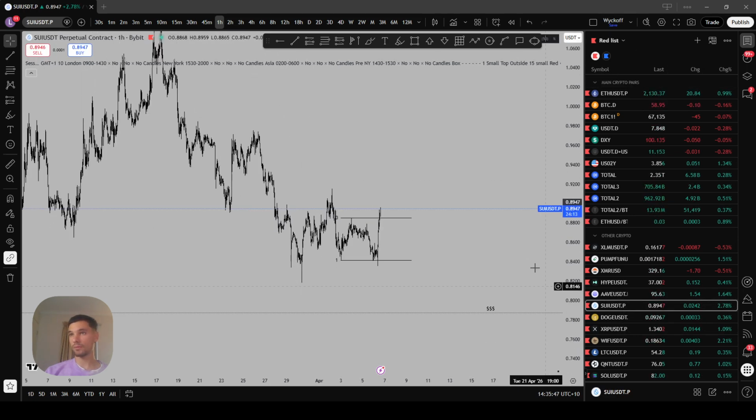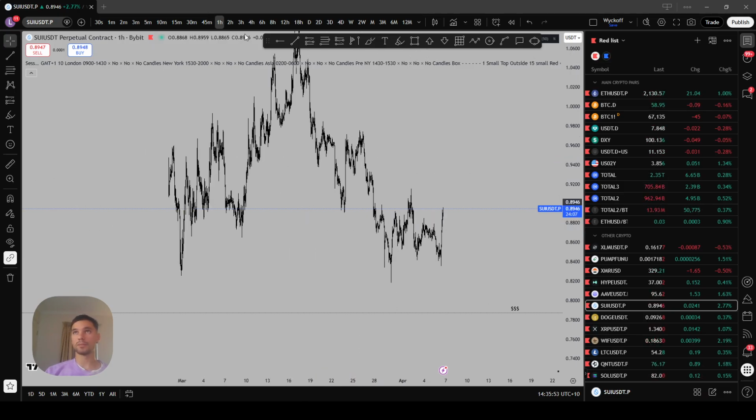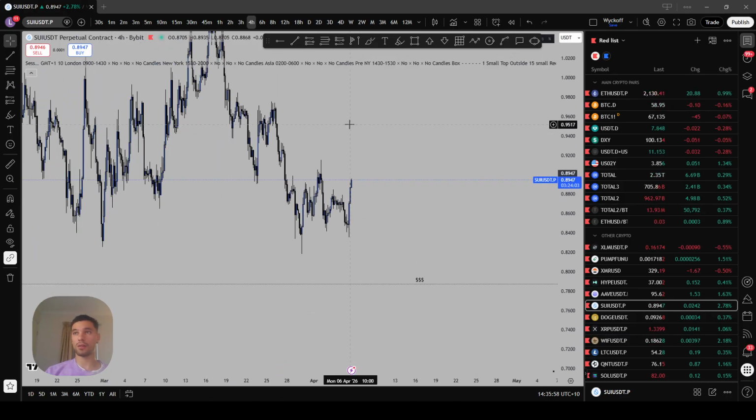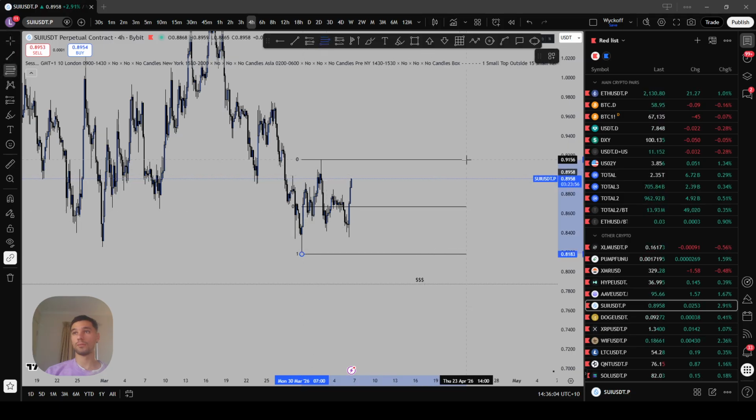SUI, range invalidated. This is technically speaking my new range. So we will see what happens.